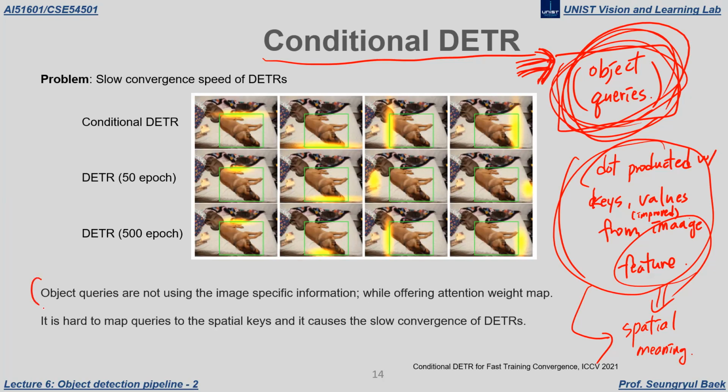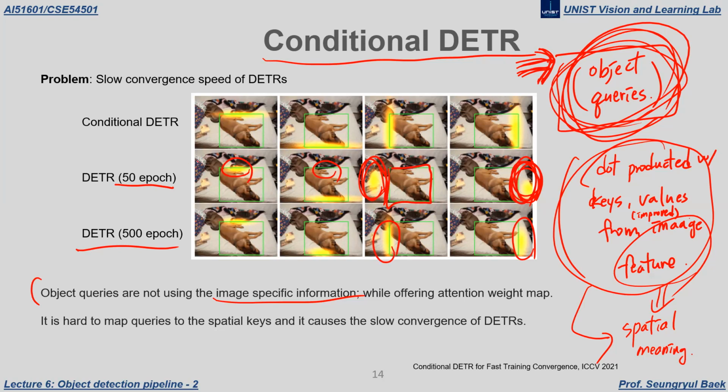Object queries do not have any image-specific information, but we can still visualize them in this spatial domain. When we train DETR for 50 epochs, this is some of the output. The green is the ground truth, and the yellow are the predicted attentions. They are not effectively learned yet, but when we train DETR for 500 epochs, it can eventually find it.